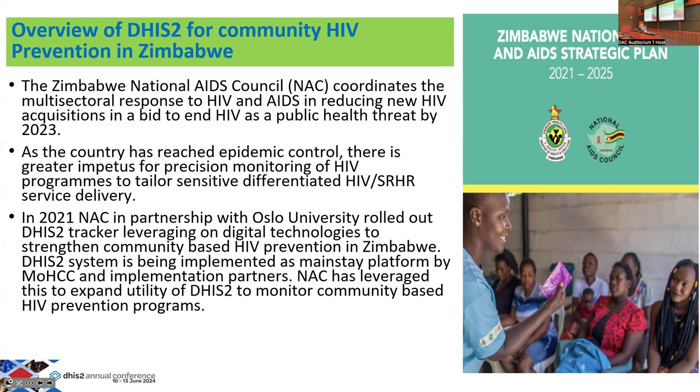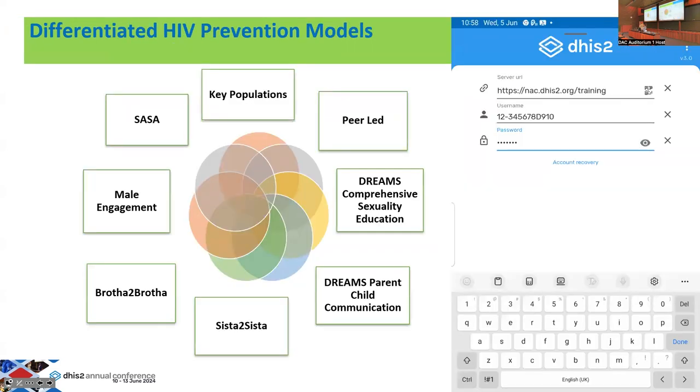community-based HIV prevention programs. So in terms of how HIV prevention is being done in Zimbabwe, we are focusing mainly on around 8 HIV prevention models. Models are basically strategies that we are implementing to prevent HIV, and these are done at community level. So the models or strategies focus mainly on key populations, adolescent girls and young women, as well as adolescent young boys and men.